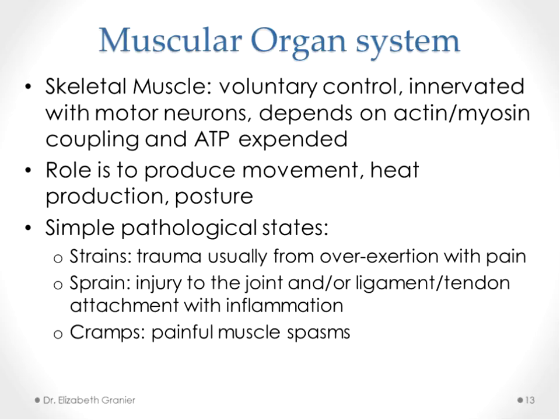A sprain is more of an injury to the joint and ligament and tendon, the point of attachment, and it can even lead to inflammation in and around that joint, and there will be the entire inflammatory response of swelling and fever and heat. And cramps are, again, for whatever reason, the muscles trying to contract and doing it inappropriately, and it becomes painful. It might be because of a mess up between the ions: sodium, potassium, and calcium.